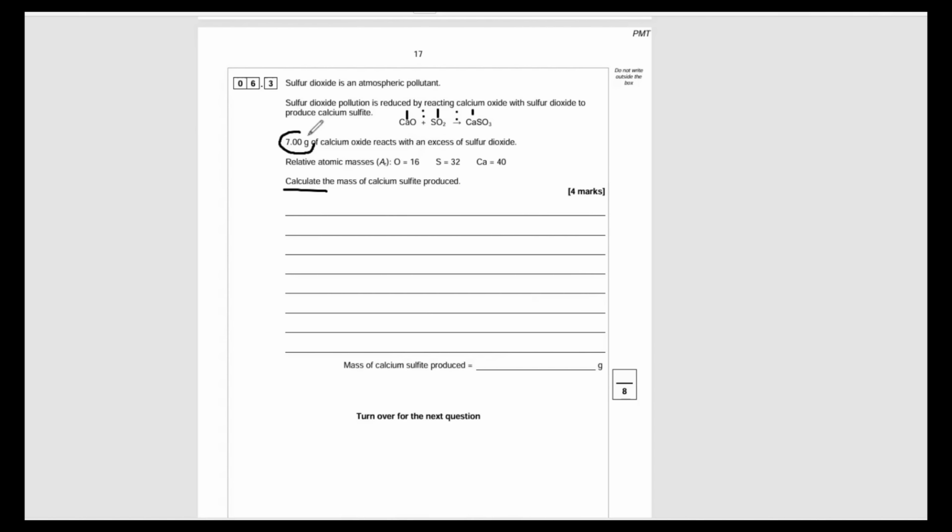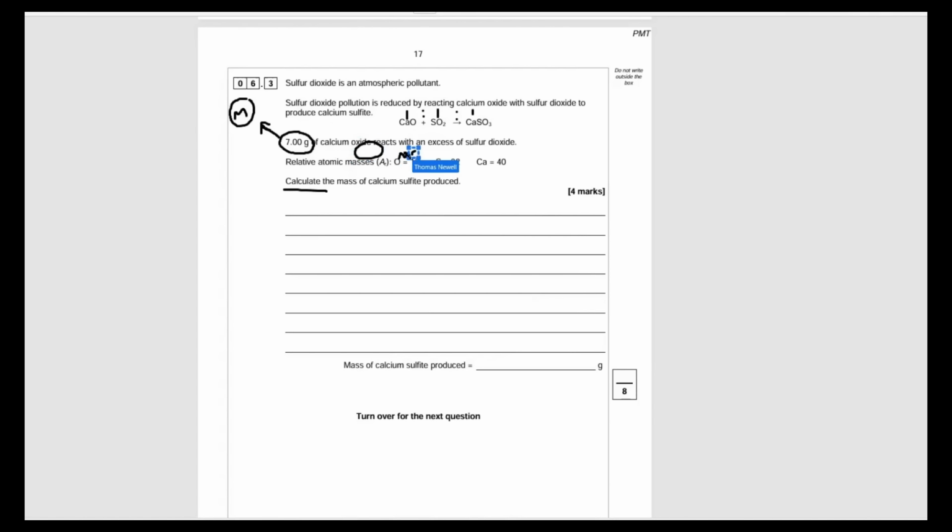Now they've given us 7 grams. We ask ourselves, what is grams? Well, grams is known as mass. And so I like to highlight my question. That's an M. Then I've been given Mr or Ar.